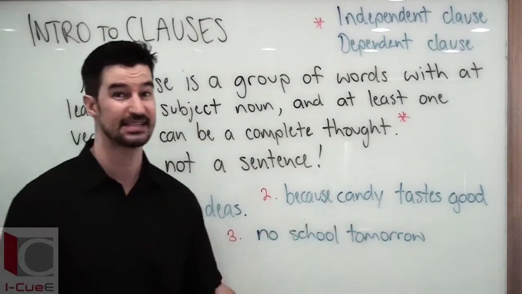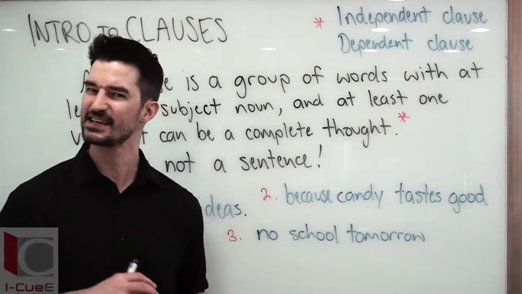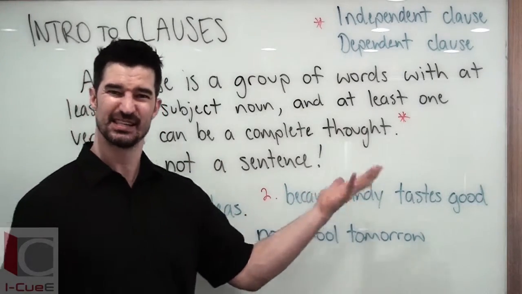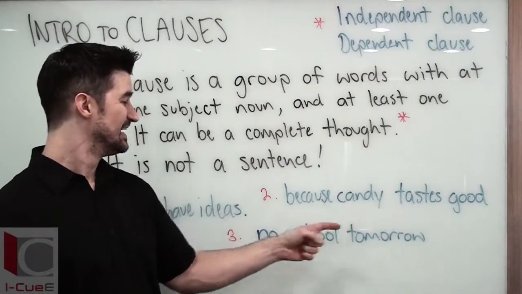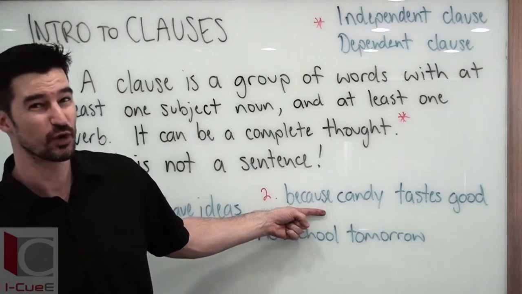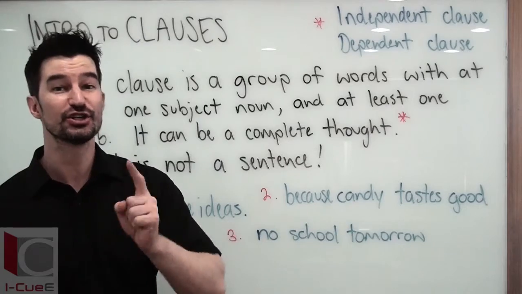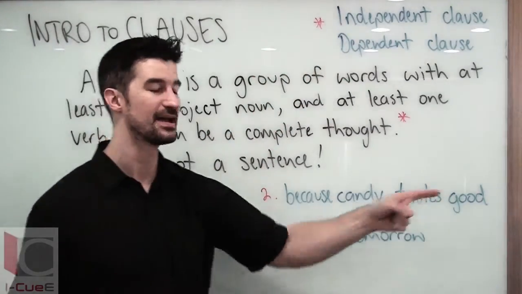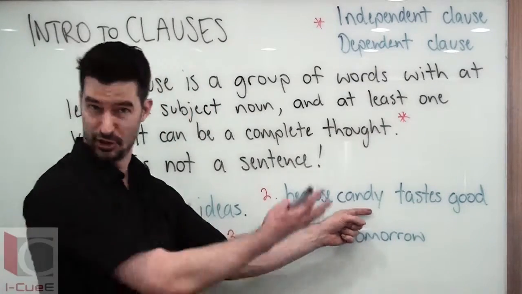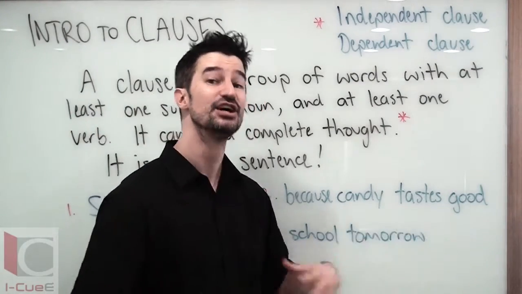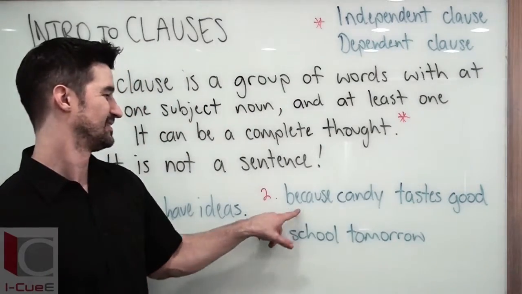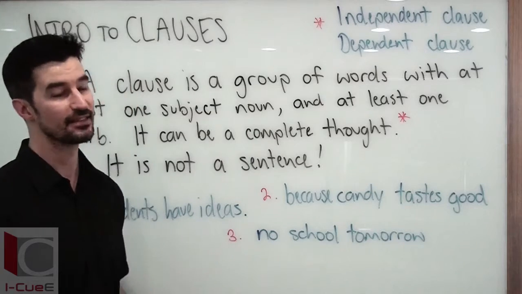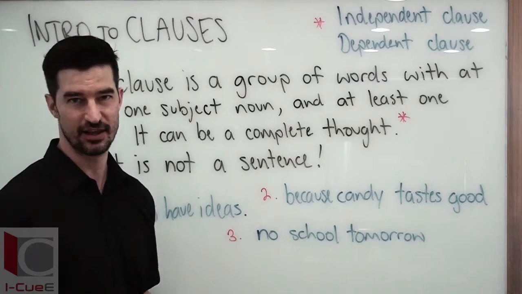So, number 2, because candy tastes good. What do you think? Does that make sense? Do you understand that as a complete idea? Well, probably not. There's some information missing, and when you see a clause that starts with the word because, it should be a good clue that something is missing. This needs help. This is a dependent clause. Candy could be your subject noun, taste could be your verb, but this word here means you're going to be needing more information to complete the thought. This is a dependent clause.